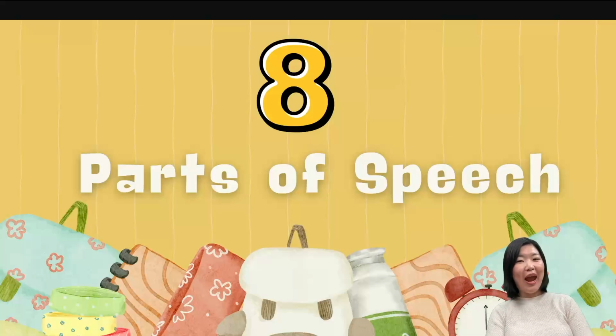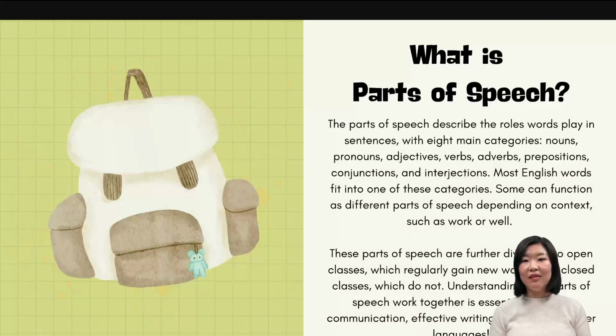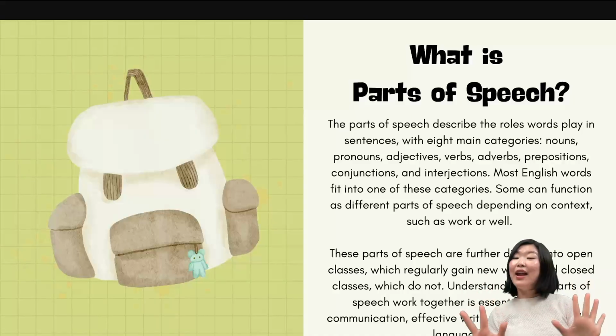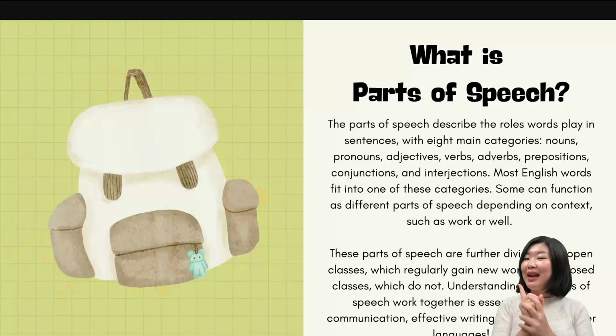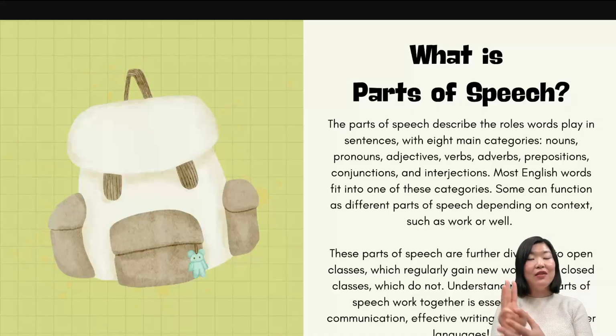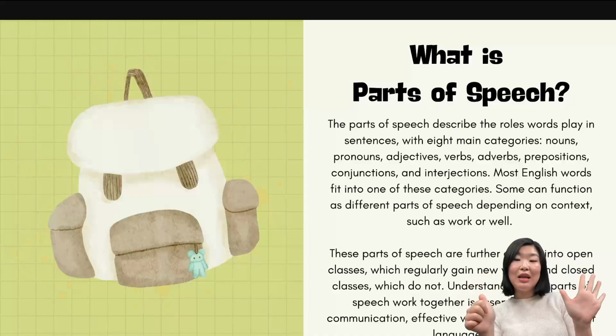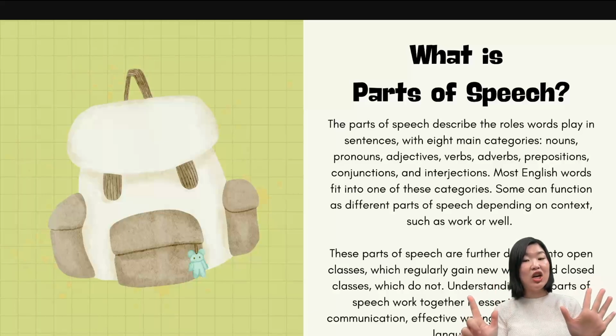I'm your teacher, Joanne. And for today's lesson, we're going to learn about parts of speech. So, what is a part of speech? The parts of speech describe the roles words play in sentences, with 8 main categories: 1, nouns, 2, pronouns, 3, adjectives, 4, verbs, 5, adverbs, 6, prepositions, 7, conjunctions, and 8, interjections.